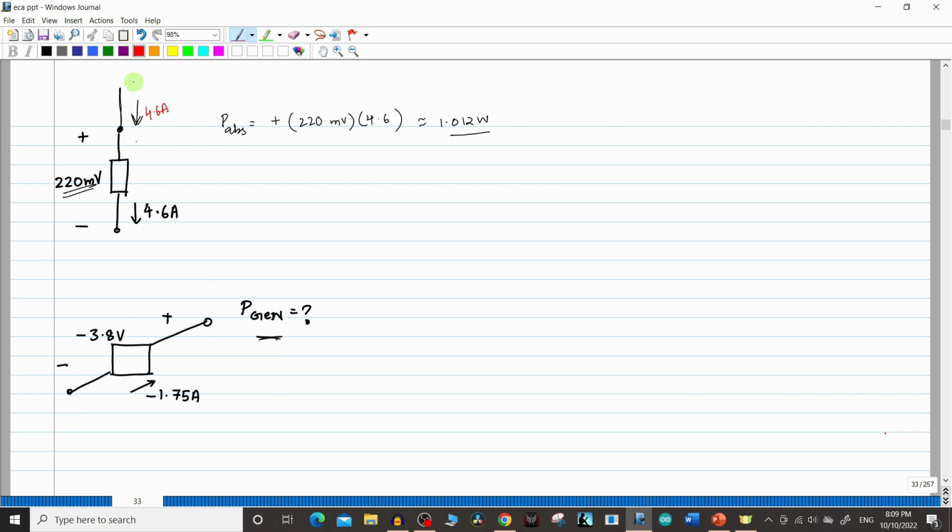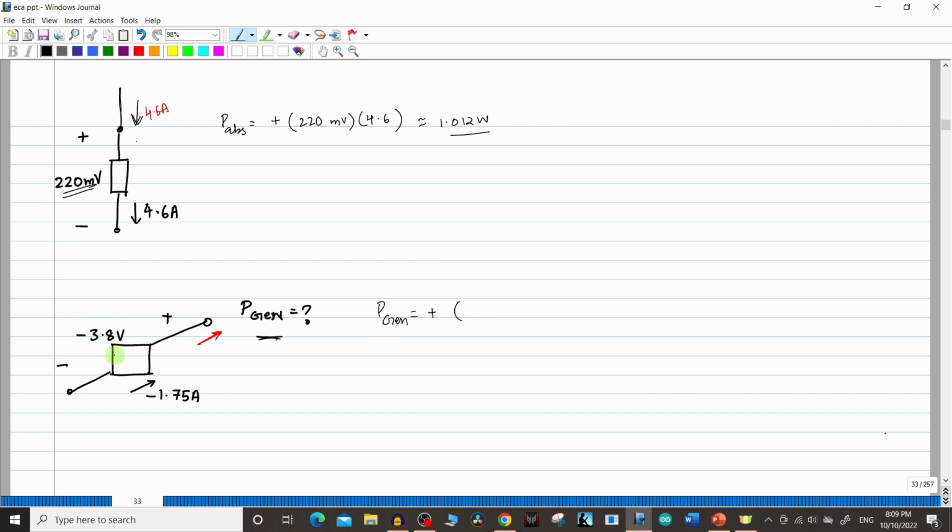So you can see that the current is moving like this, and finally it will move out of the positive terminal, right? You always see the positive terminal, not the negative terminal. Always see the positive terminal. So you can see here current is moving out of the positive terminal. So P generated will be equal to positive, right?